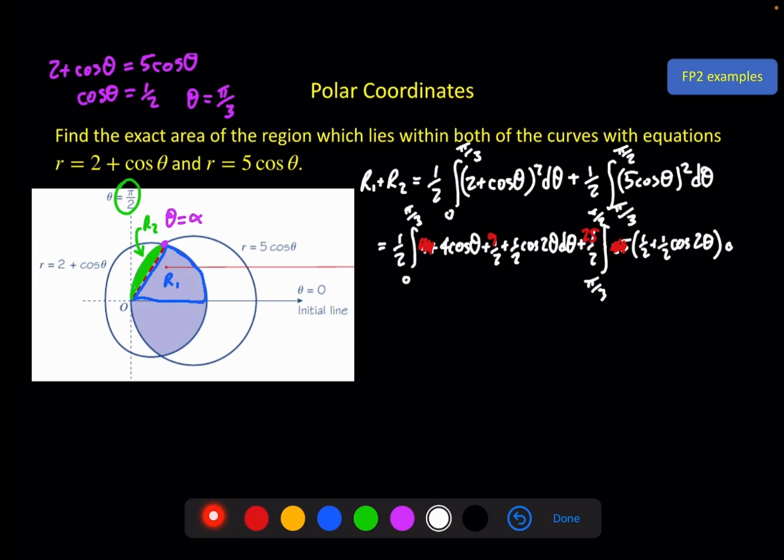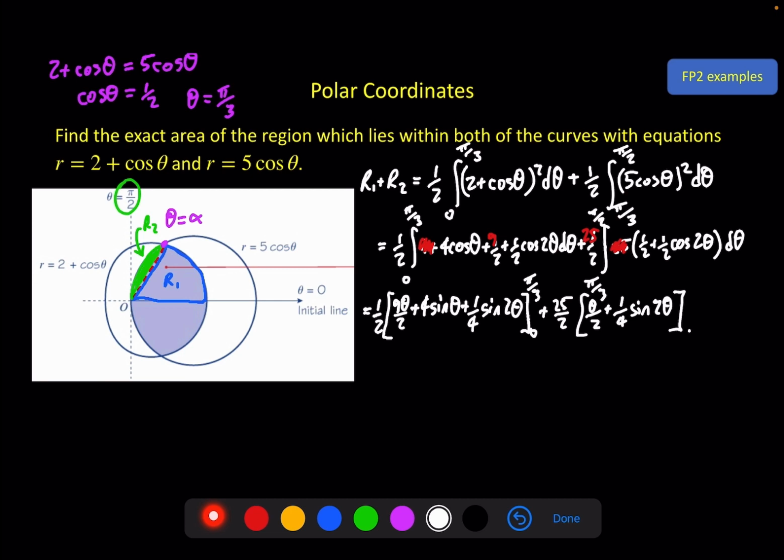Now I'm ready to integrate with respect to theta on both, and that will give a half 9 theta over 2 plus 4 sine theta plus a quarter sine 2 theta with the limits 0 to pi by 3, plus 25 over 2 times theta over 2 plus a quarter sine of 2 theta with the limits pi by 3 to pi by 2.